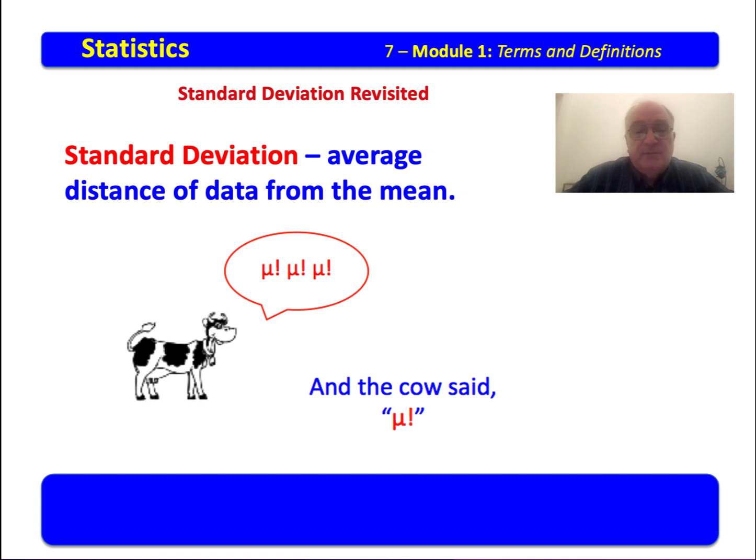And the cow said moo, moo, moo. And the cow said moo. You didn't know cows were doing statistics, did you?